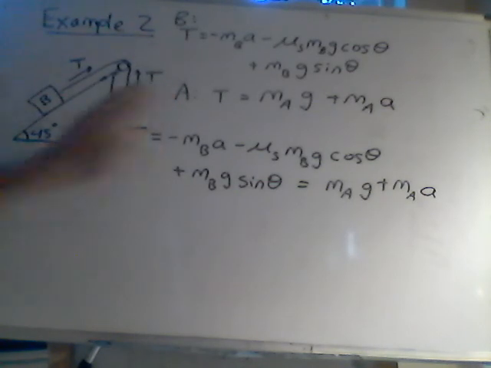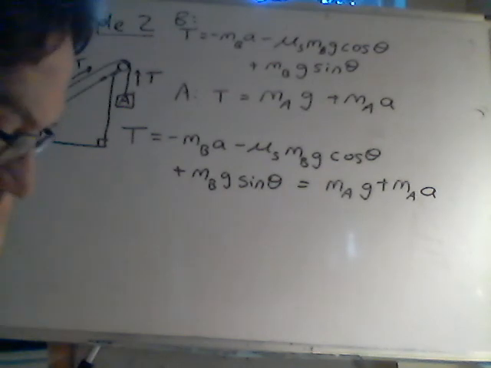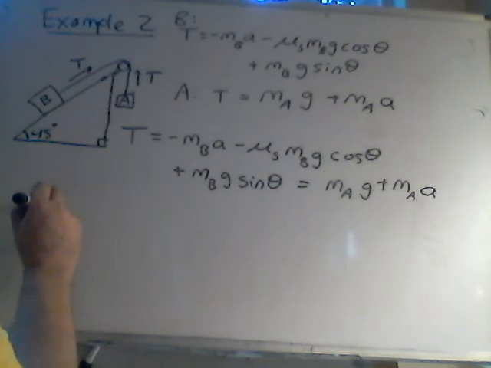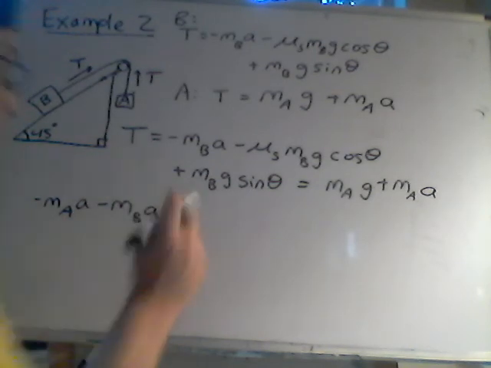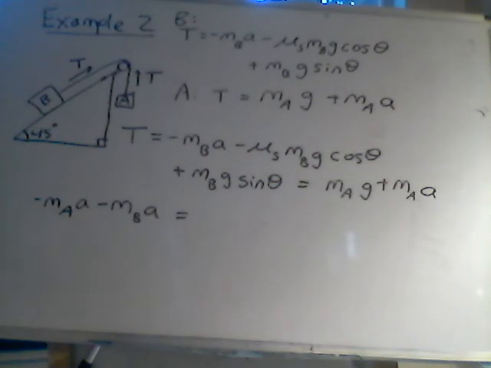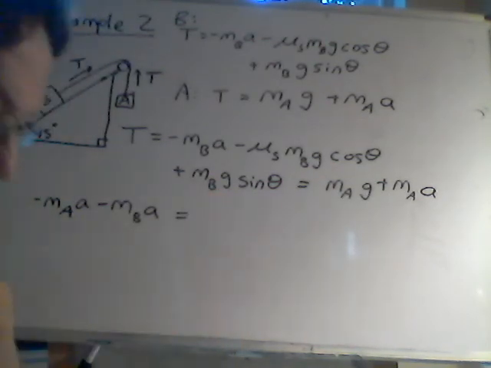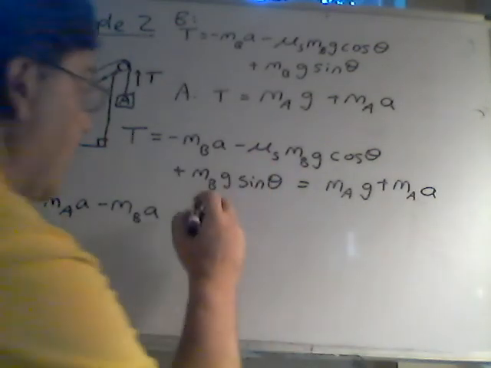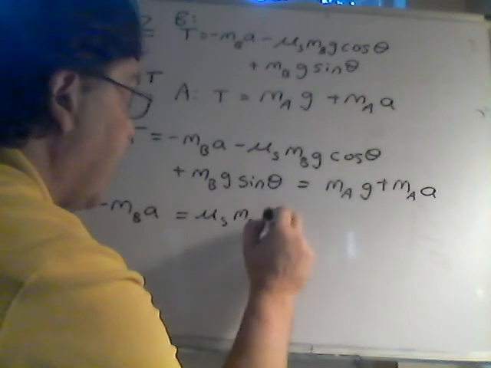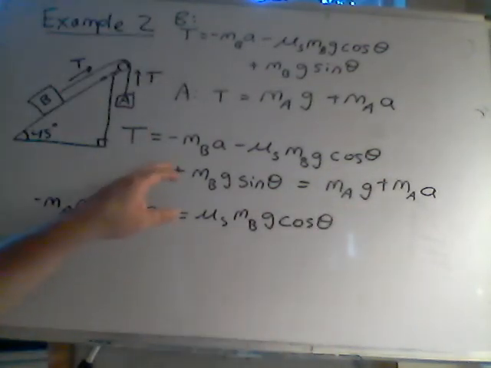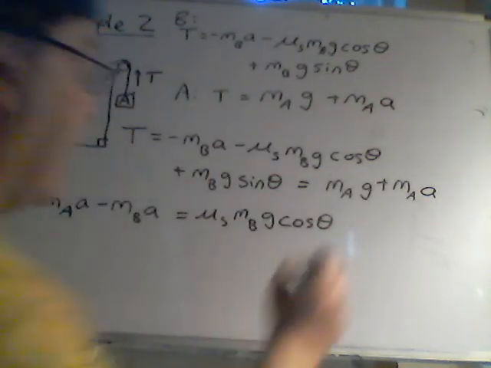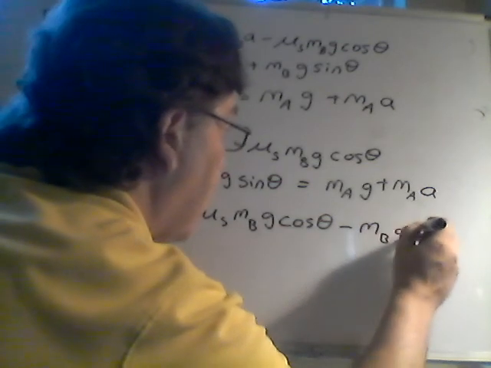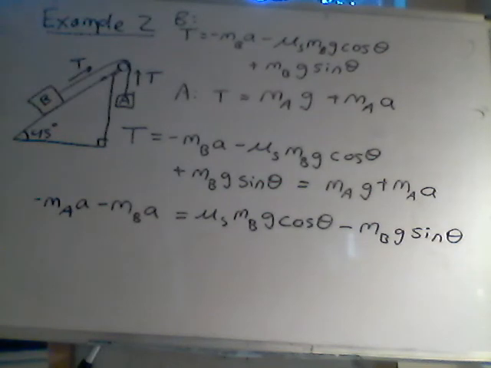That's my new equation. All right, and so what I'm going to do now is throw everything on one side. So throw anything that has A's in it on one side. So negative M sub A A, I'm throwing that to the other side. Minus M sub B A. Anything dealing with A's, which I'm trying to solve for, I'm going to throw on the left. And on the right, I'm going to put everything that doesn't have A. What's that going to be? Well, I'm going to throw the mu sub S term on the other side, goes from negative to positive. So mu sub S, M sub B, G, cosine of theta. And I'm going to throw this term on the other side. It becomes negative, minus M sub B, G, sine of theta. And that should be everything.